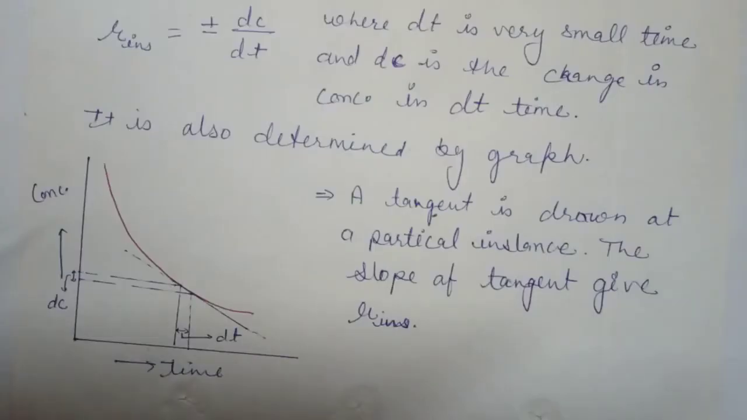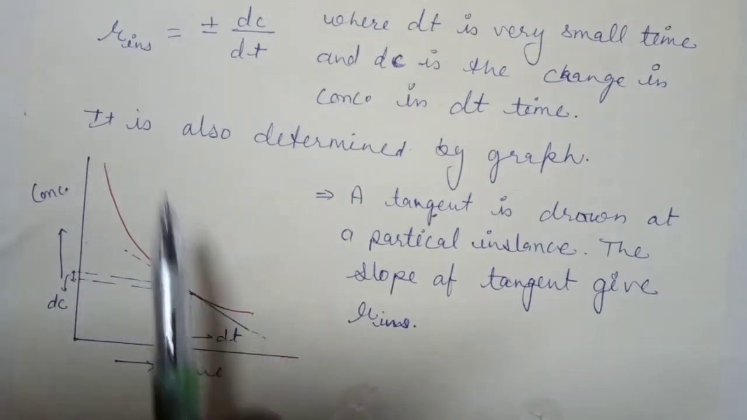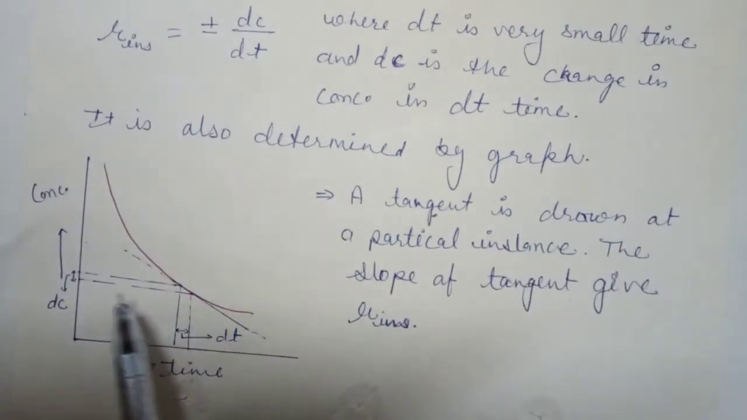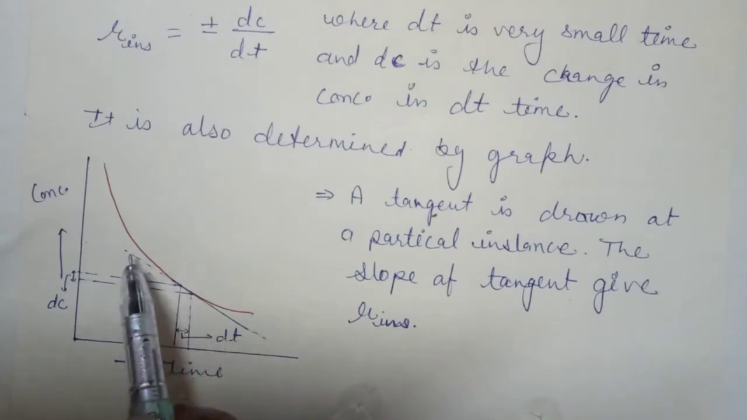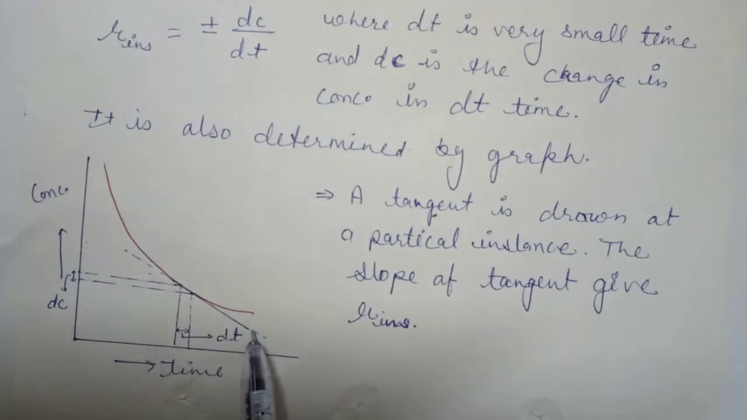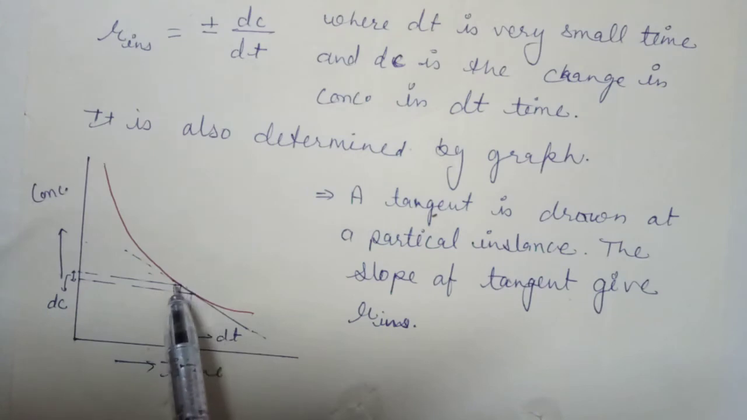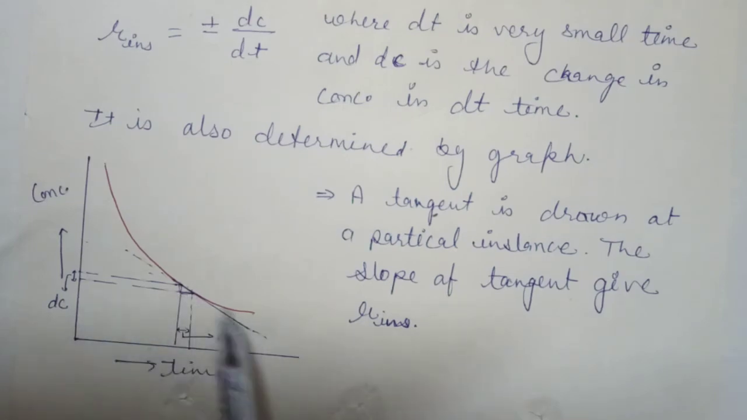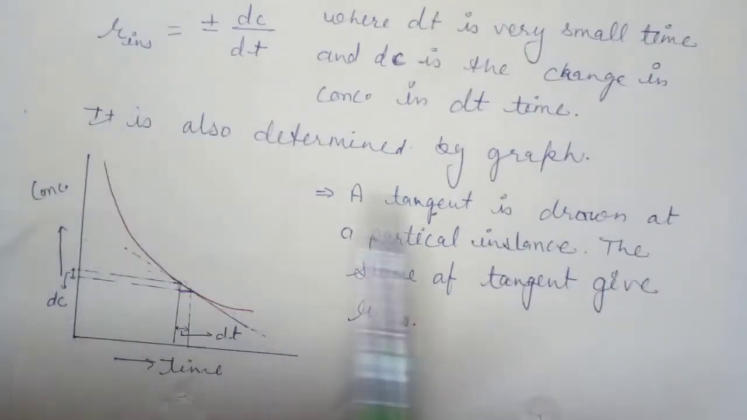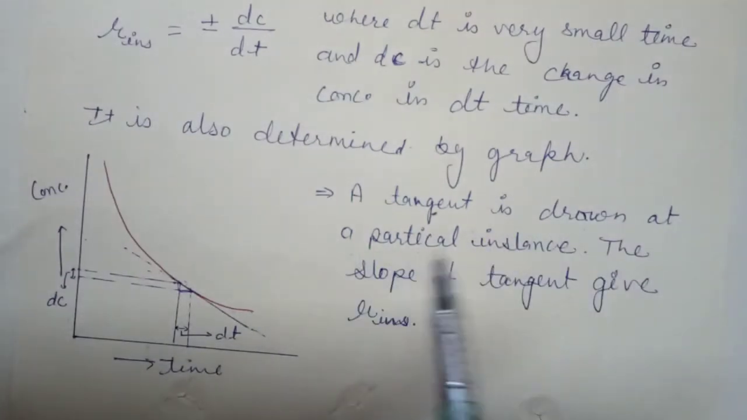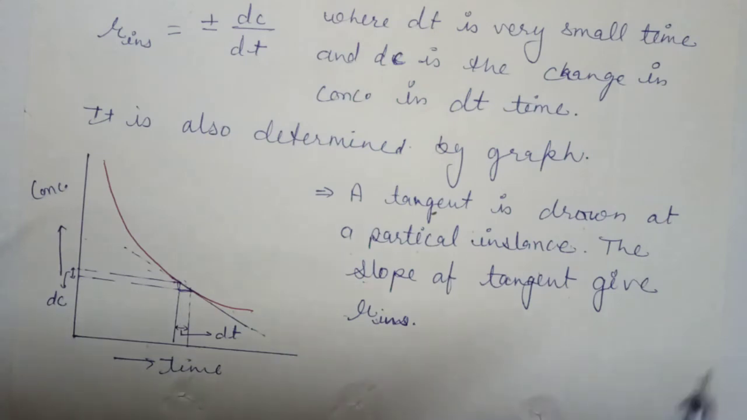How? See, this is the general graph between concentration and time for the reactants. For a change in the concentration, we plot a tangent. We draw a tangent on this plot, and the slope of this tangent, meaning dc upon dt, shows the r instantaneous. A tangent is drawn at the particular instant. The slope of the tangent gives r instantaneous. Okay, clear? This is the instantaneous rate of reaction.